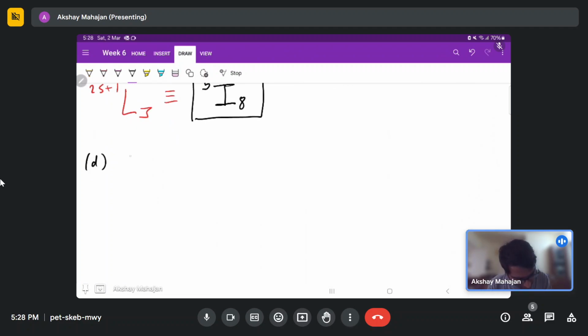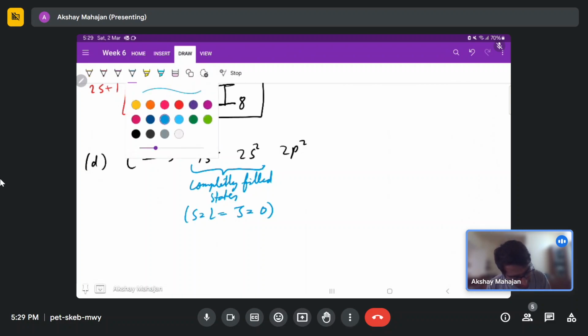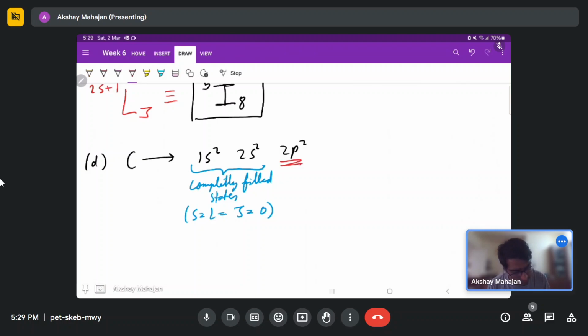In the D part we are given carbon, and for carbon the electronic configuration is 1s2, 2s2, 2p2. Okay. So basically in this kind of problem, when you are given an electron configuration, first check which of the shells are completely filled. So these shells are completely filled, so they have completely filled states. Alright, so they will not contribute anything to your S, L and J value. Okay, so we don't care about these ones. All we care about is this one. Okay, because this is not completely filled.